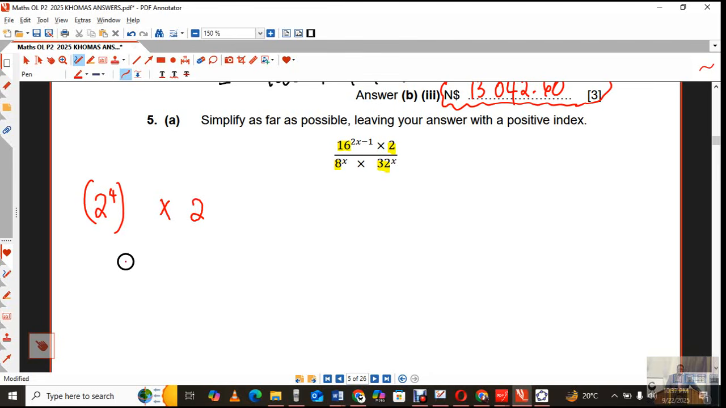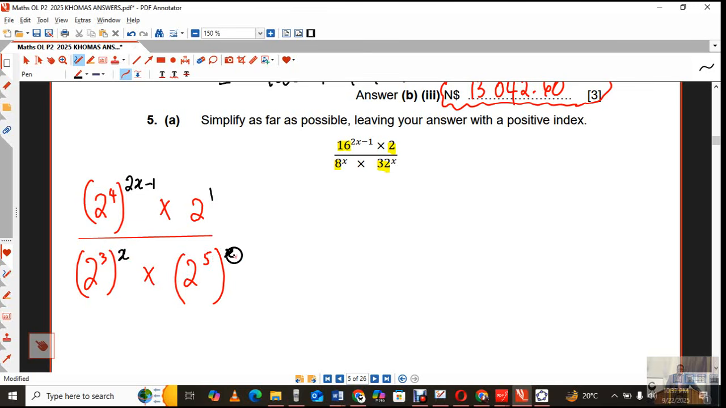Times 2, I'm going to come back and put those indices back. Okay, 8 is nothing but 2 cubed, that is 8. And 32 is nothing but 2 raised to the power 5. Okay, so let's just put those values back. So you have got 2x minus 1. That is to the power 1. That is x. And that is obviously also x there.